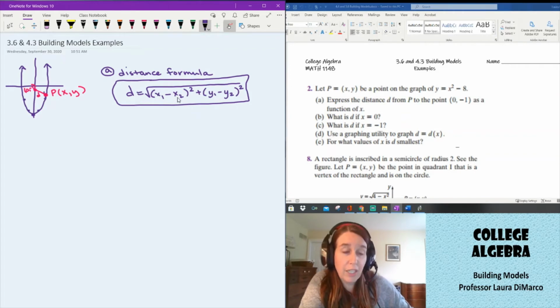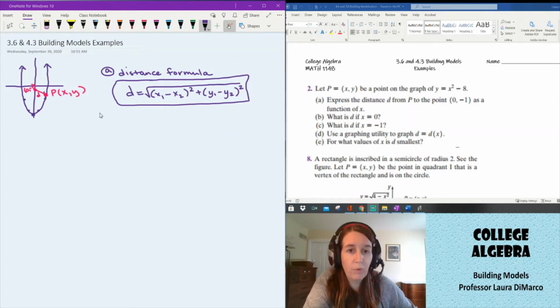In other words, we're taking the difference between the x points and squaring that. We're taking the difference between the y points and squaring that. And then we add them together and we take the square root of the entire thing. If you recall, the distance formula actually comes from the Pythagorean theorem. We're not going to go into the derivation of it, but that's probably where you saw it first, near the Pythagorean theorem.